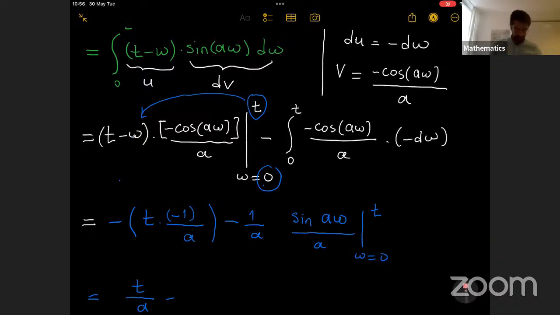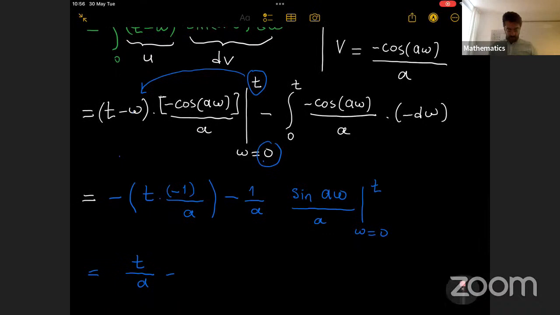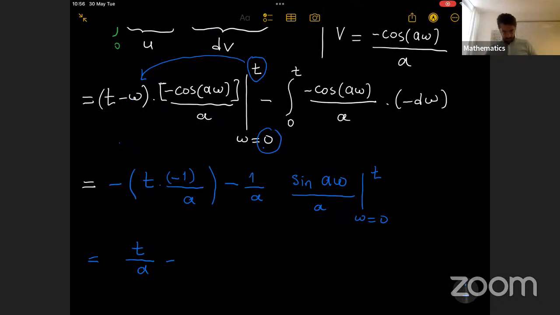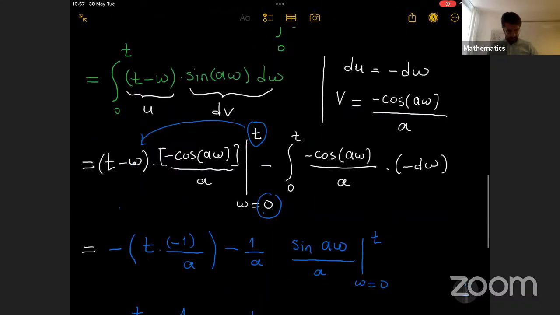All right, so let's continue this. So what we get is 1 over a square sine at, minus a sine 0, which is 0, so you will get nothing from the 0 part. Yeah, that's it. So we find out that the inverse Laplace of this is equal to this function.